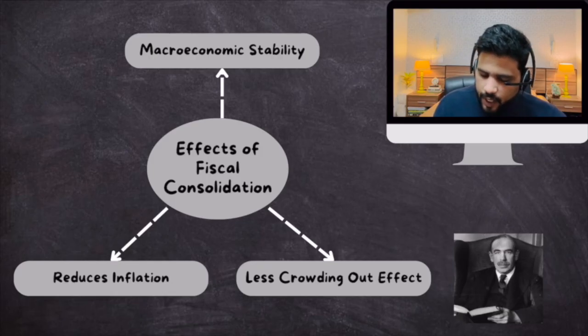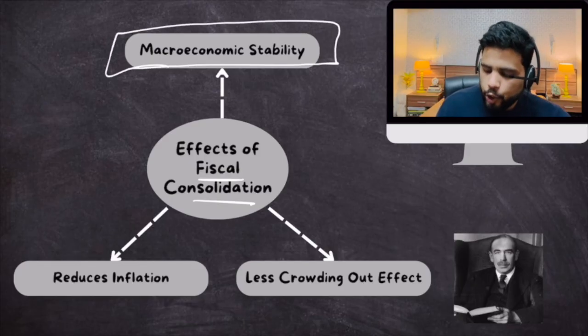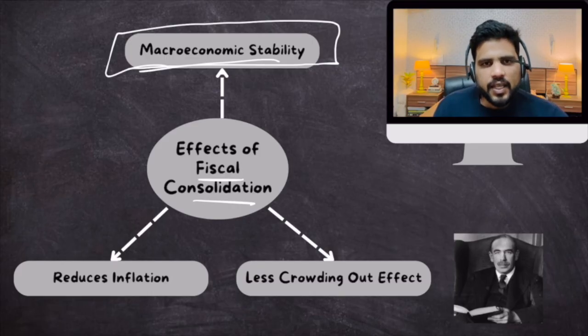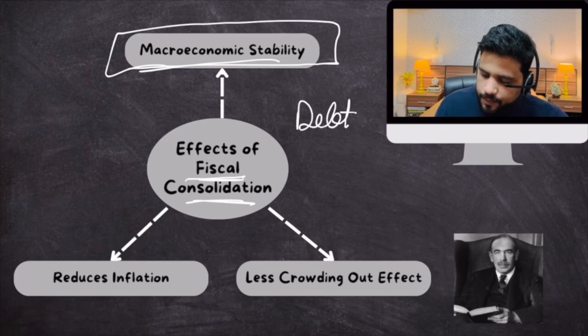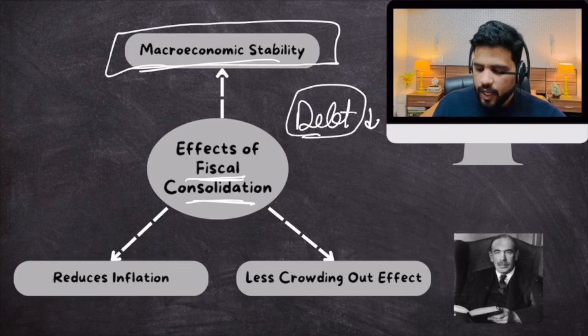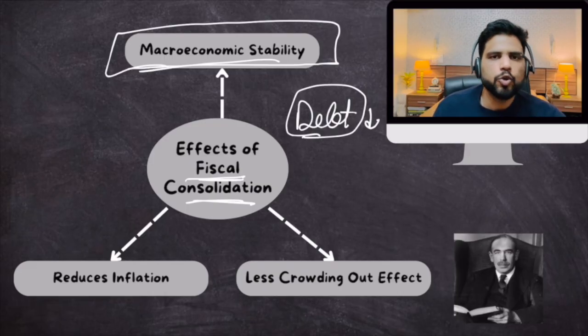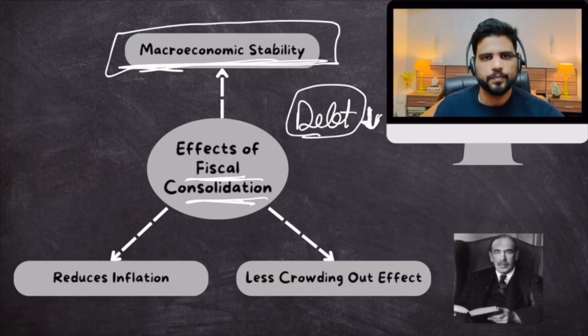So, what are the arguments presented by fiscal conservatives? Fiscal conservatives say that if you follow the path of fiscal consolidation, it gives you macroeconomic stability. And what do you mean by macroeconomic stability? If you continuously follow the path of fiscal consolidation, it reduces debt. If you don't have fiscal deficit, you don't need to borrow. And if you don't need to borrow, your debt is reduced, and when you reduce your debt, your economy becomes more stable. So, fiscal consolidation has a very good advantage of macroeconomic stability.